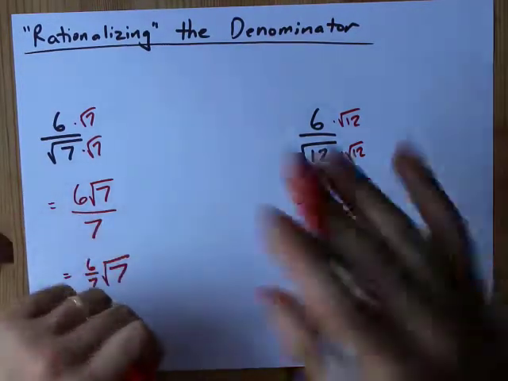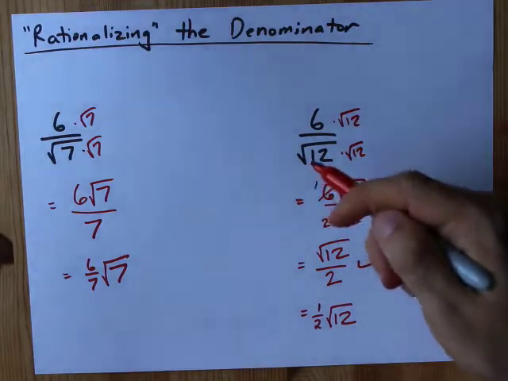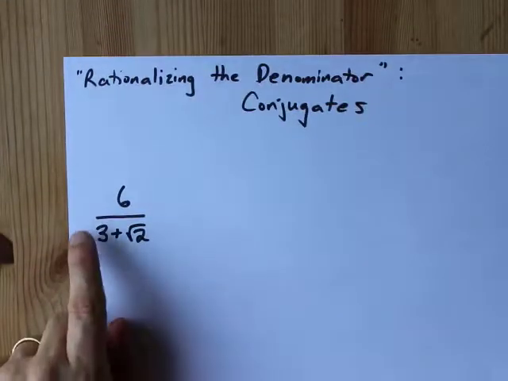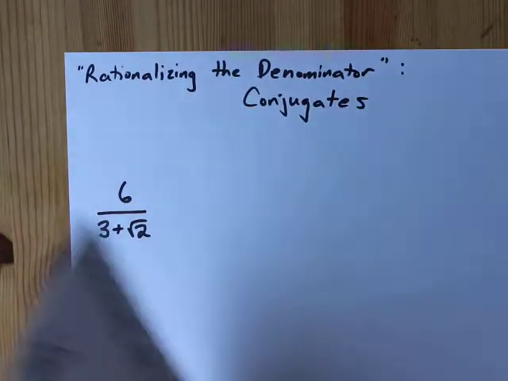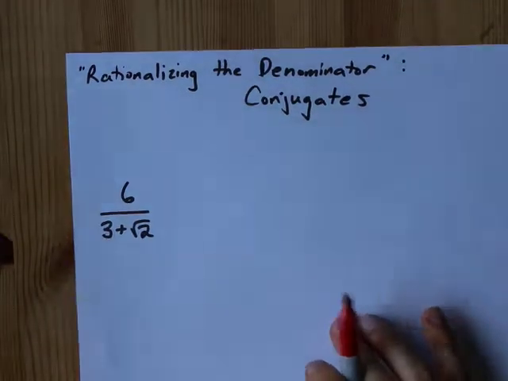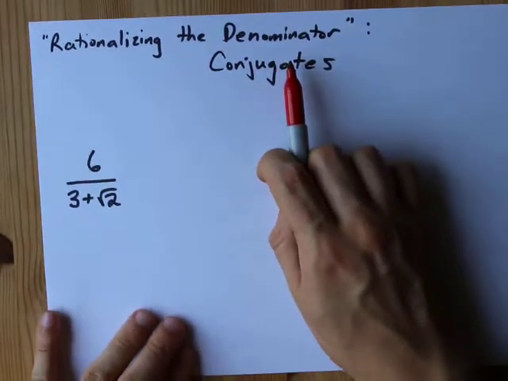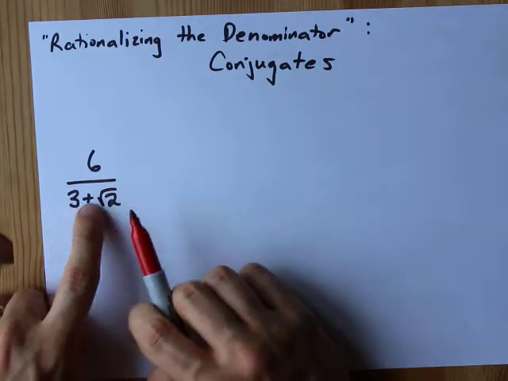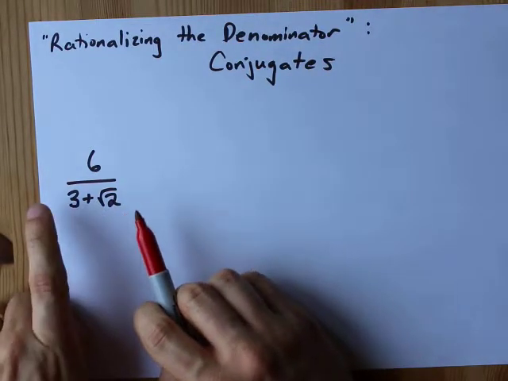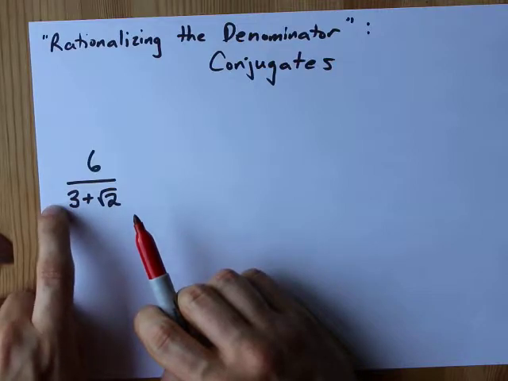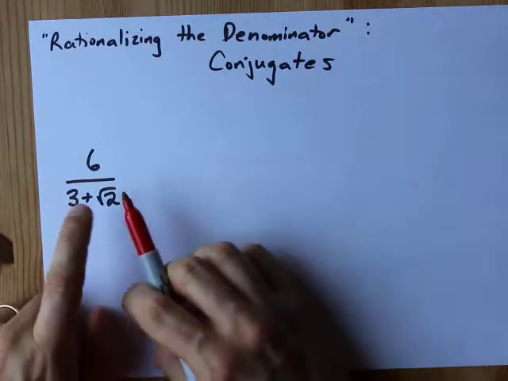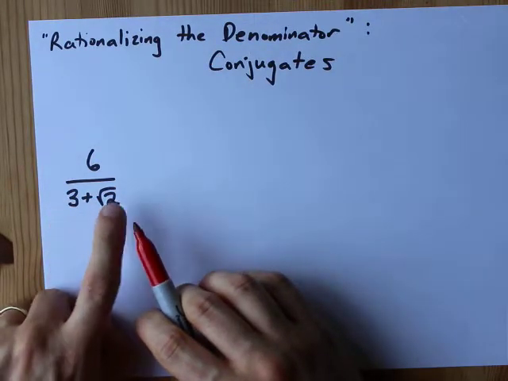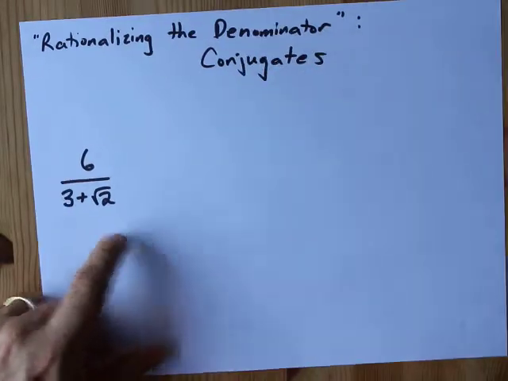Cool? Now, what if it is not just a radical on bottom? What if it is the sum of a whole number with a radical? Well, the answer is you're going to have to multiply by what's called the conjugate. The conjugate is the equivalent of this with the sign in between flipped. If there's a sign in front, like a negative, you're going to keep that, but it's the sign in between the number and radical that you flip to make the conjugate.